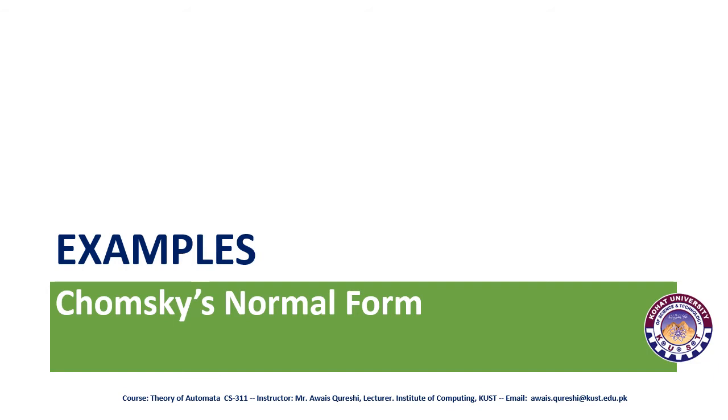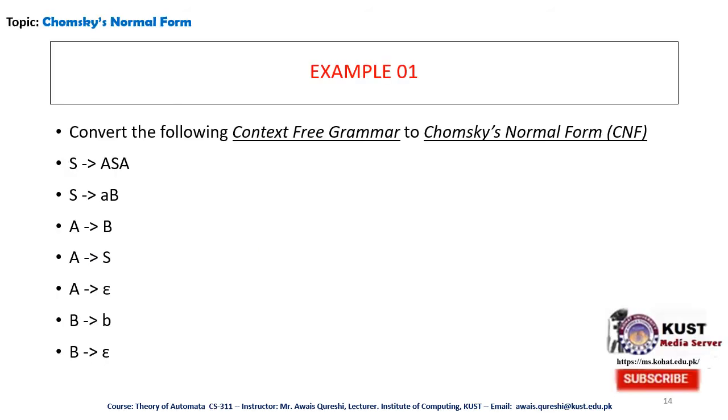So let's see some examples of Chomsky's normal form. This is example number 1. First we have to convert the context-free grammar into Chomsky's normal form, and these are the production rules. This is a context-free grammar's production rules.